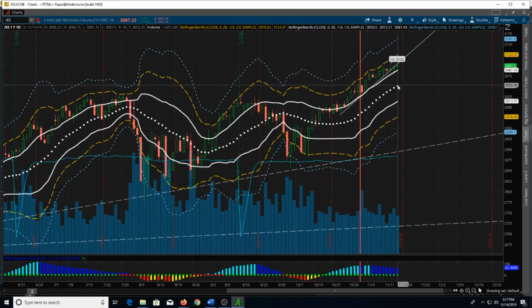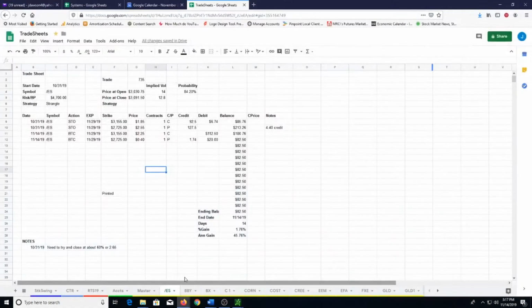We'll have to see how that happens, but I want to pull up the actual trade sheet for you. Let's take a look at it. This was the actual trade sheet that I did when I entered the trade. The trade had an 84% probability of success when I entered it, which is a little low. I'd like to see these more toward a 90%.